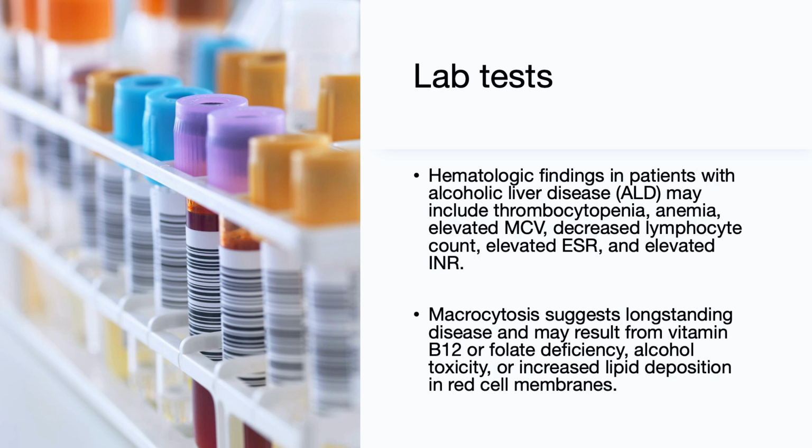Hematologic findings in patients with alcoholic liver disease may include thrombocytopenia, anemia, elevated MCV, decreased lymphocyte count, elevated ESR, and elevated INR. Macrocytosis suggests long-standing disease and may result from vitamin B12 or folate deficiency, alcohol toxicity, or increased lipid deposition in red cell membranes.